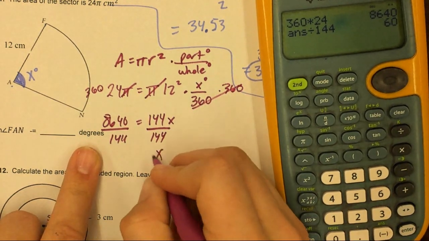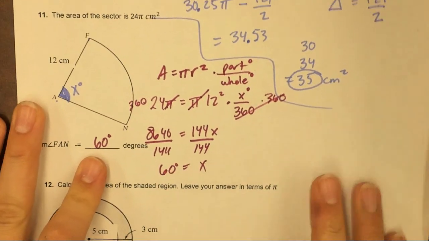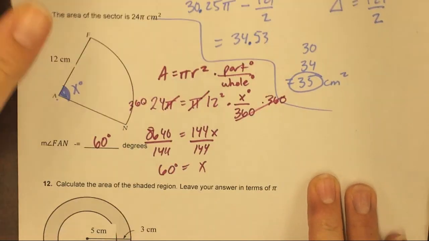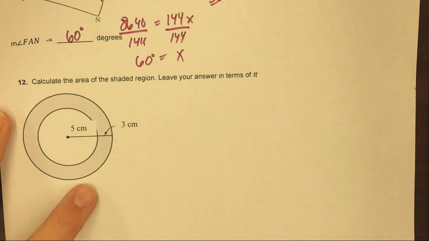And that's 60. So x is equal to 60 degrees. Awesome. And 12, calculate the area of the shaded region. Leave your answer in terms of pi.